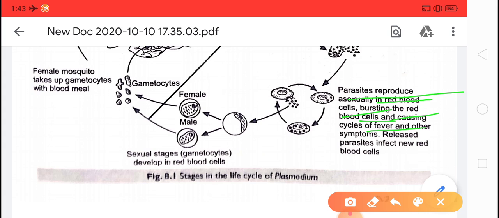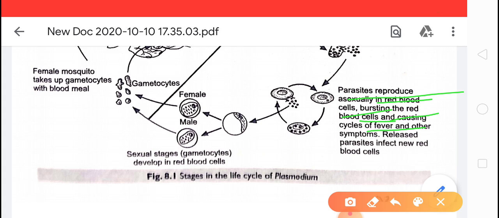At this time they release a chemical called hemozoin, and this hemozoin is responsible for chills and fever. When the hemozoin is released from the Plasmodium, the person shows the symptoms of malaria, like chills, fever and headache. Okay, children. After that, when they burst the RBC, they convert into gametocytes.